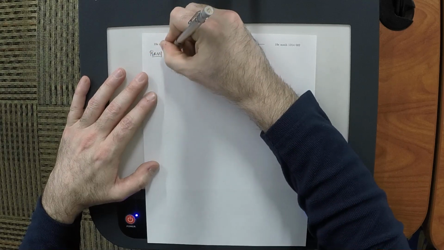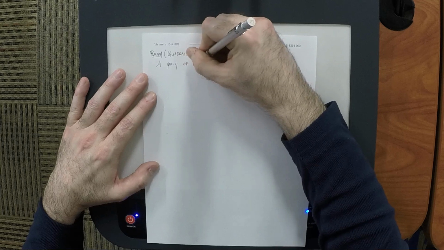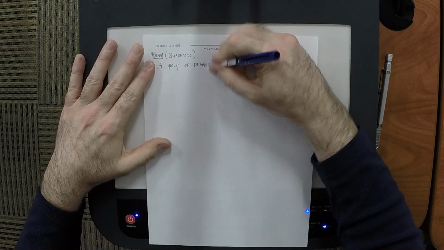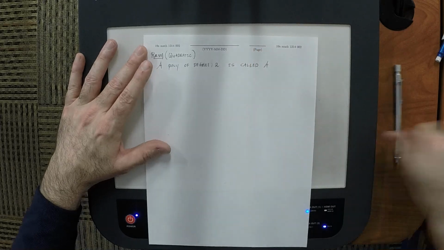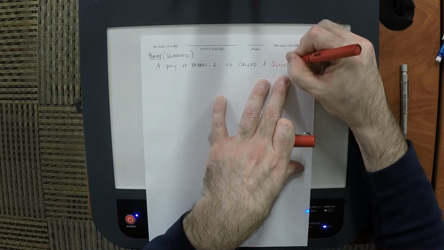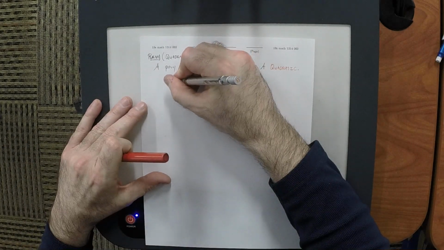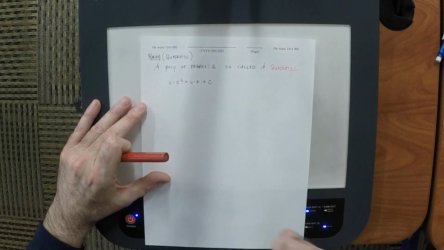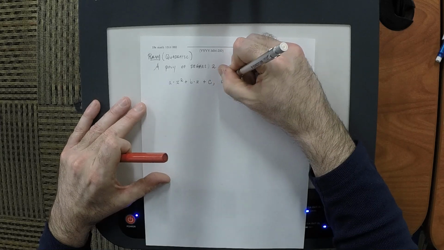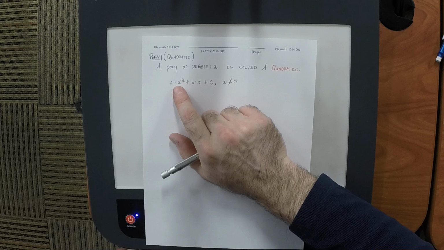So we need to define two terms. First one is, its name is quadratic. So a polynomial of degree 2 is called a quadratic. So every such polynomial can be written in this form: a multiplied by x squared plus b multiplied by x plus c. And there's one requirement, and that is that a is not 0. Because if a was equal to 0, then the polynomial wouldn't be degree 2, because there wouldn't be a degree 2 term.